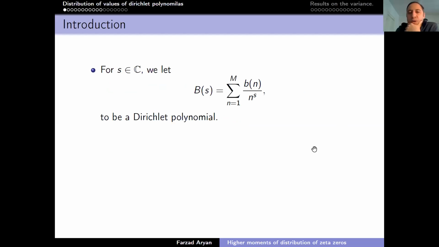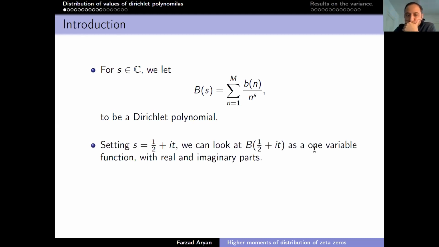Consider this function b of s, equal to a sum over n. Let's consider this polynomial, basically. The variable is s here in the complex plane. Generally, we call these Dirichlet polynomials. I would set s equal to 1/2 plus it and end up with a one variable function. Basically, I'm more interested in looking at this polynomial just on the half line.